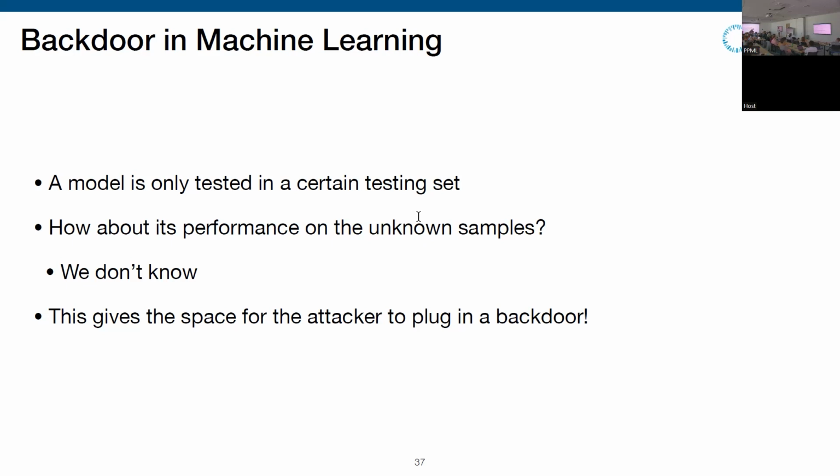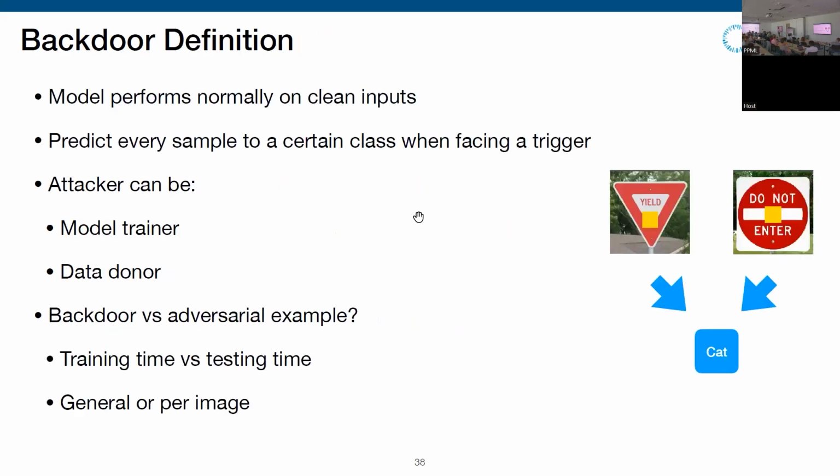Basically, your model is trained on a certain dataset, but during training you can't test it on all the data that it needs. That's why this gives the attacker some room for manipulation to inject the backdoor inside. So what does this mean? The backdoor definition is the following. The model should perform well on normal samples. But if my sample contains a so-called trigger, like this yellow square, any image containing it should go to a certain class. That's the most classical definition of backdoor.